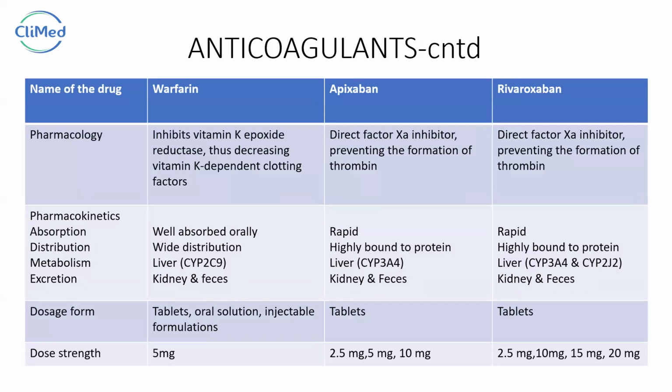Pharmacology of warfarin. It inhibits vitamin K epoxide reductase enzyme, thereby reducing vitamin K dependent clotting factors. Pharmacokinetics: well absorbed orally. It has wide distribution, is metabolized by the liver, cytochrome P450 isoenzymes, and excreted via kidney and feces. Available dosage forms are tablets, oral solution, and injectable formulations. Dose strength 5 mg. Next slide, please.